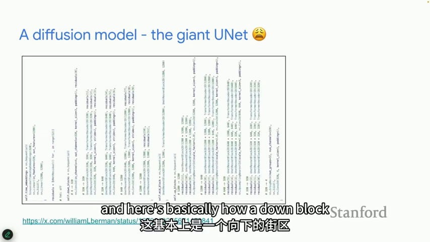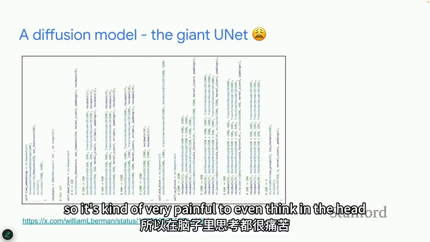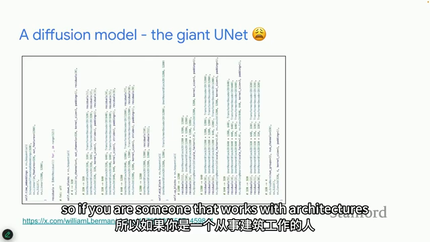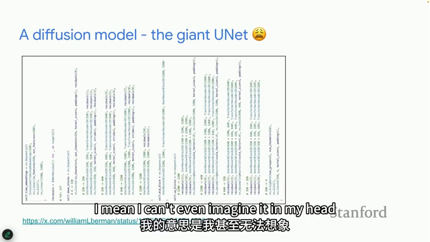And here's basically how a down block of the UNet architecture looks like. I mean, it's so giant that I had to transpose it. So it's kind of very painful to even think in the head. So if you are someone that works with architectures quite a bit, I think we'll have to solemnly agree that this is bad. This is bad news already. I mean, I can't even imagine it in my head.